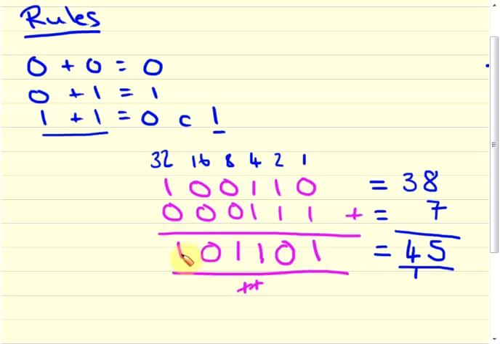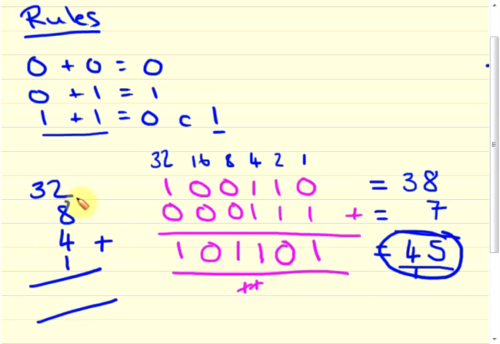So our answer when we did the binary addition was 32 plus 8 plus 4 plus 1. So let's add these numbers together to just check that we get the same answer that we got here, and this would be 8, 9, 10, 11, 12, 13, 14, 15 with a carry here. 3 plus the 1 is 45, which confirms that we got the correct answer here.